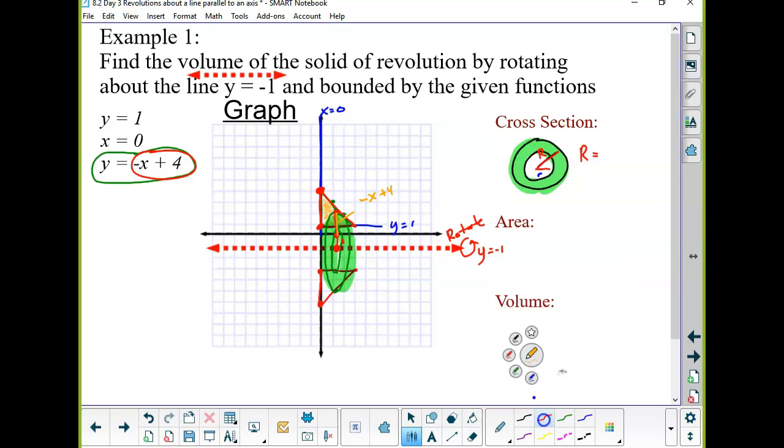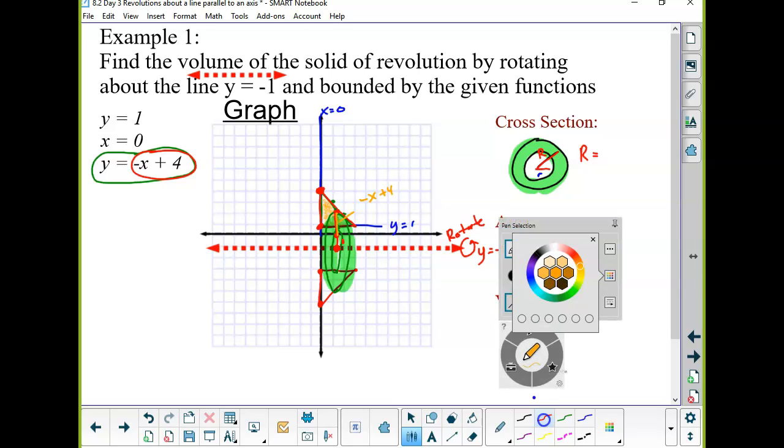And then from here to here is 1. So to find the full radius, it's the sum of those two added together. So it's 1 plus -x plus 4.